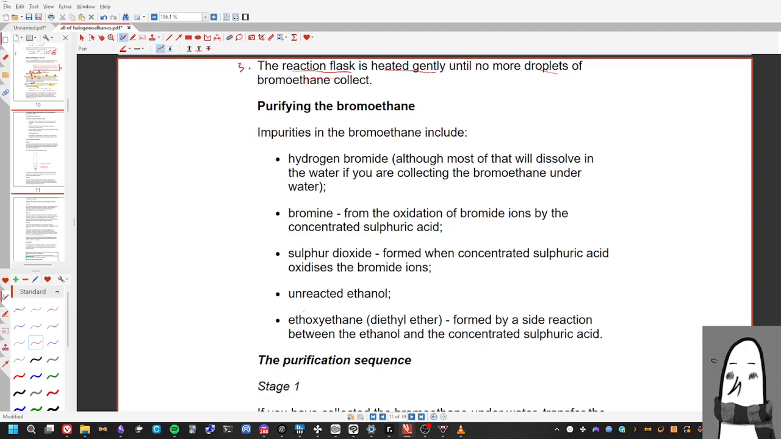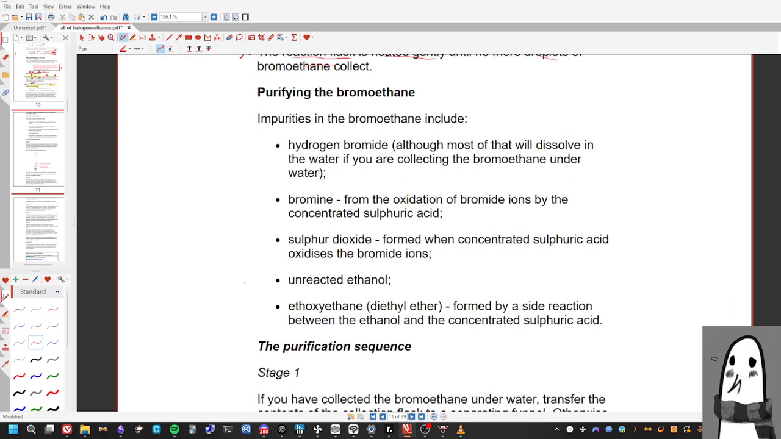Now, purifying the bromoethane. You're going to have impurities in the bromoethane, which include hydrogen bromide, so unreacted hydrogen halide. You're going to have some bromine. You're going to have sulfur dioxide, which is formed when the sulfuric acid oxidizes the bromide. Unreacted ethanol, and ethoxyethane. Before we continue, let's talk about where these are formed.